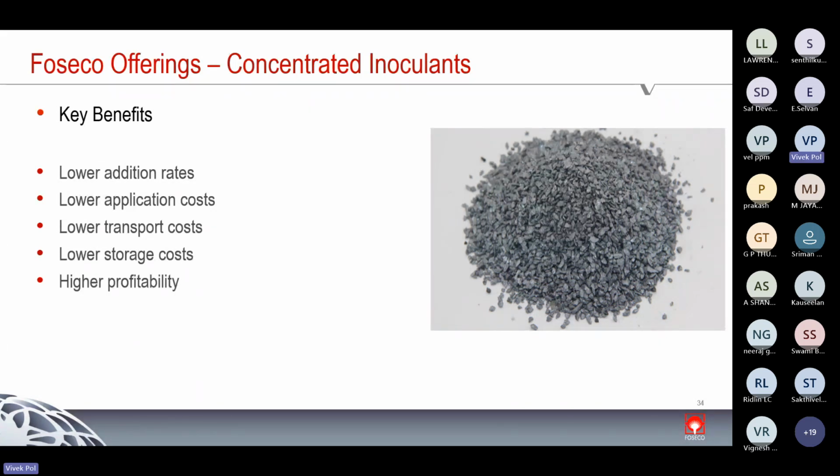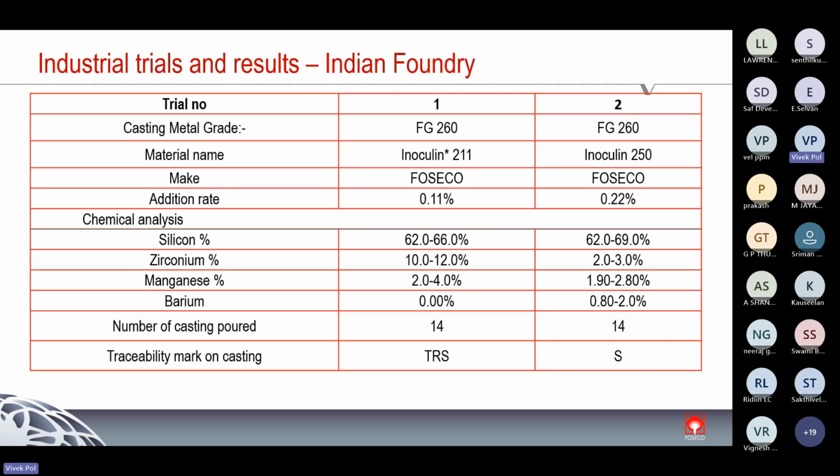And also from the casting quality point of view, since we are using a lesser or optimized quantity, there will not be any chances of inclusions or unresolved material. These are actual trial results of concentrated inoculants in an Indian foundry.